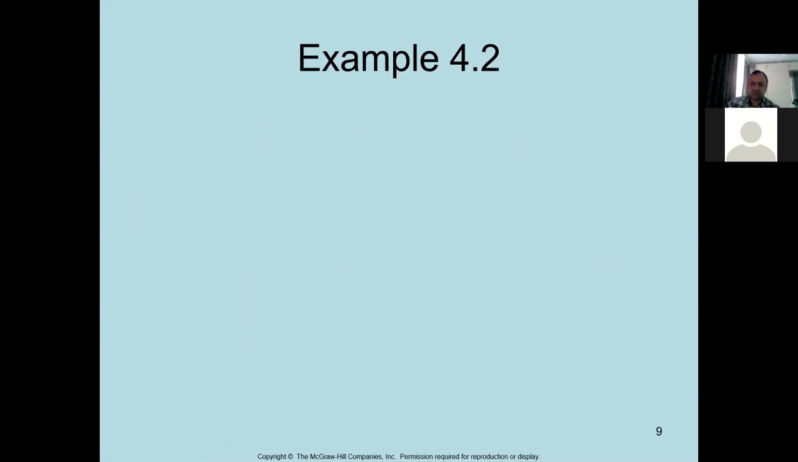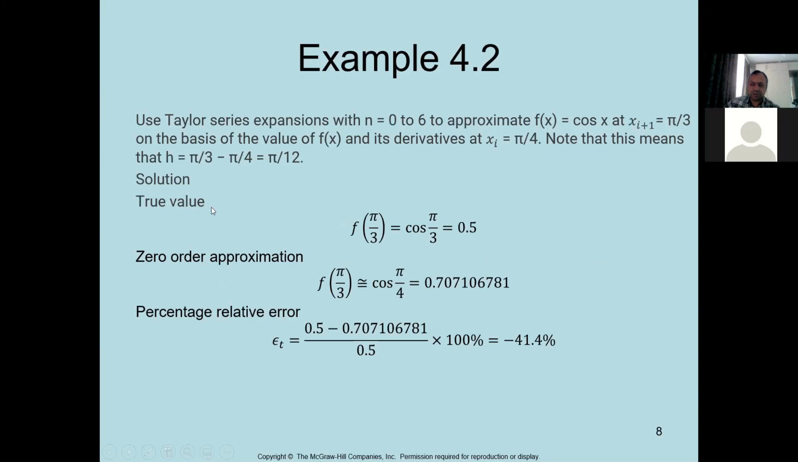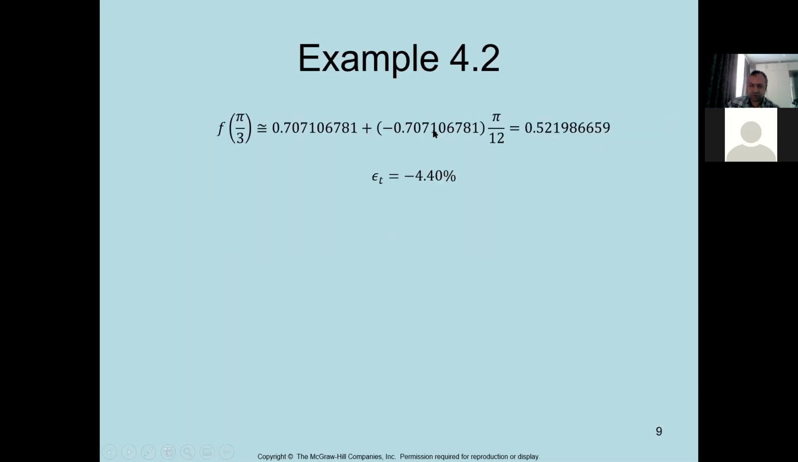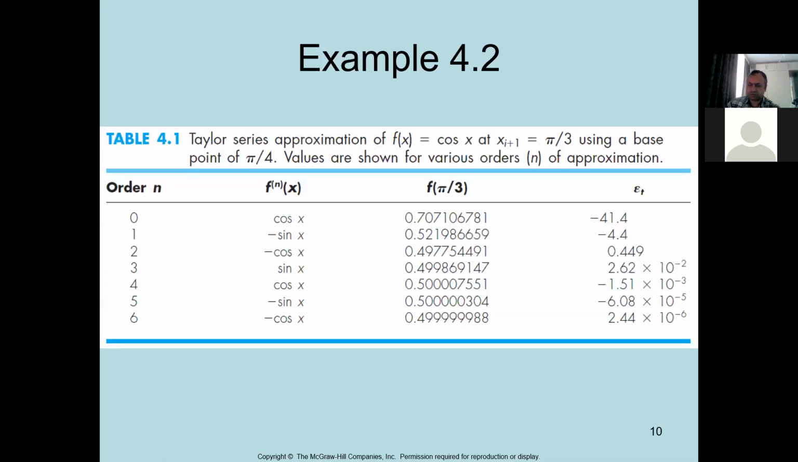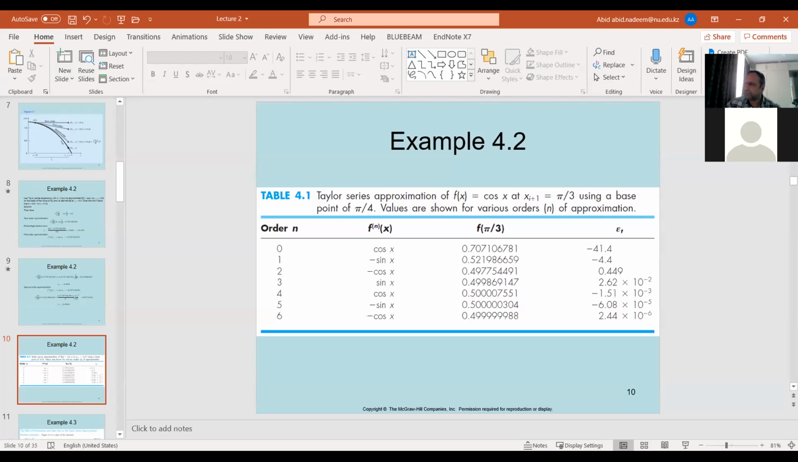The question actually asked us to find the Taylor series expression from n equal to 0 to 6. I have illustrated it with the detailed calculation for the zeroth, first, and second order approximation. The same process can be performed for the third, fourth, fifth, and sixth order approximation, and then that process can be summarized in this tabular format. This table you can calculate in Microsoft Excel.